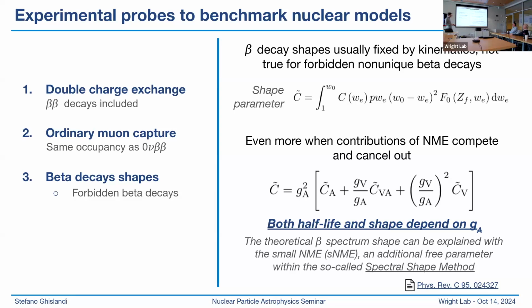In this case, I will show you a measurement in which we're using this spectral shape method, where the model depends on GA, but also on an additional free parameter, which is called the small nuclear matrix element. If GA is encoding the shape of the decay, the SNME parameter is encoding the half-life. So it is readjusting the half-life of the decay. And then, after, you will see.